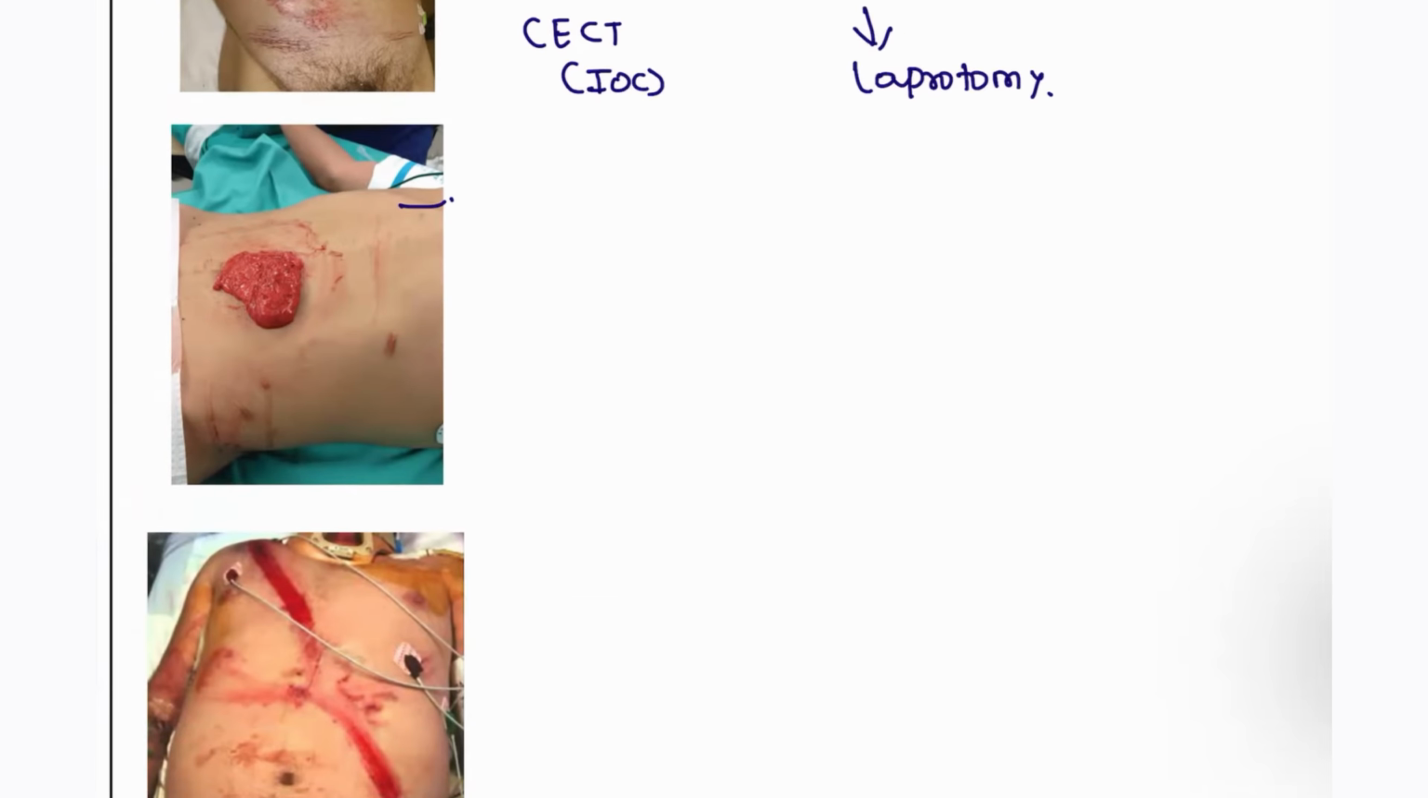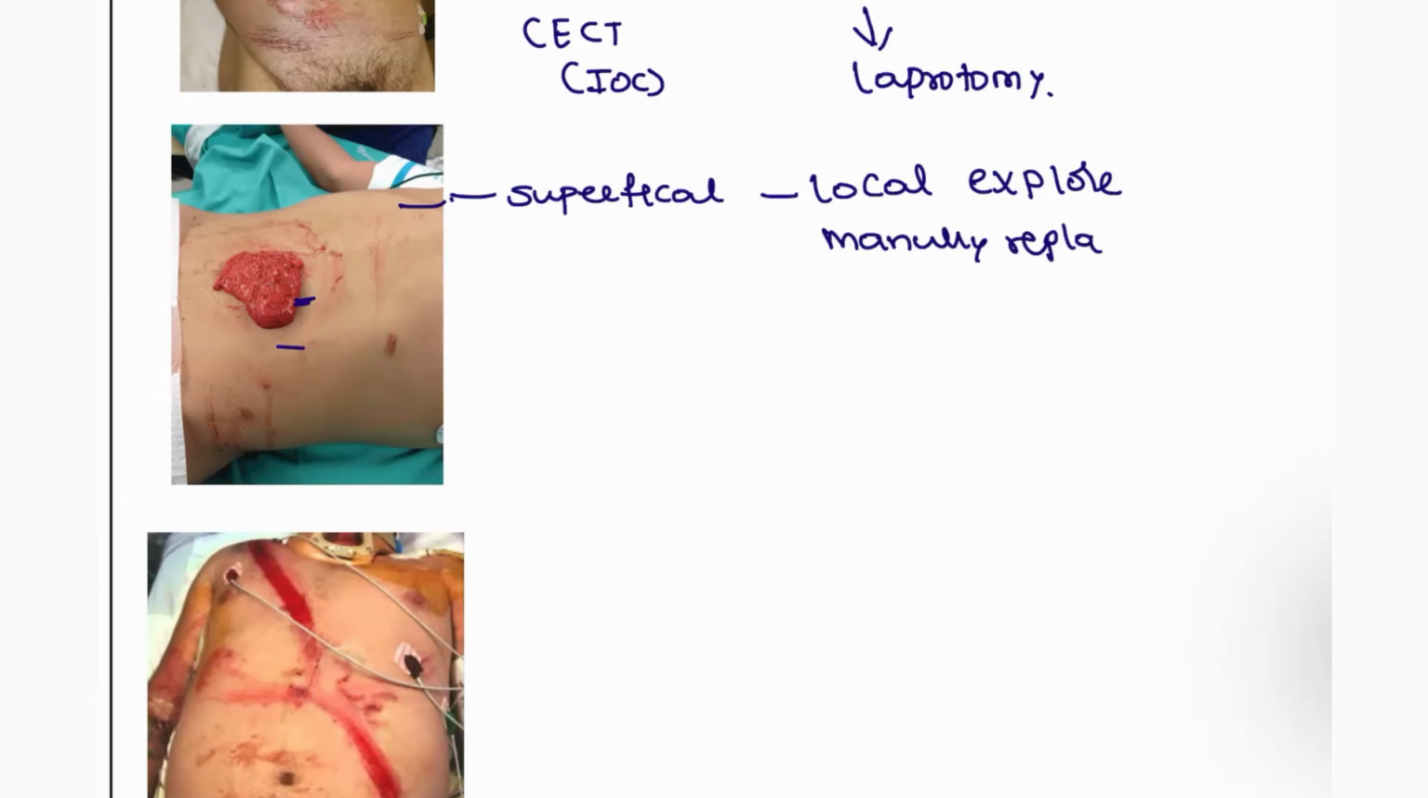Next, penetrating abdominal trauma. It is divided into two types. One is the superficial penetrating trauma. For this patient, you can explore locally, and whatever has come out, you have to put it back by manual replacement, and then close with sutures. Okay, and next proceed for the CECT to see if there is any further damage. But if it involves the peritoneum, then we have to proceed for laparotomy.